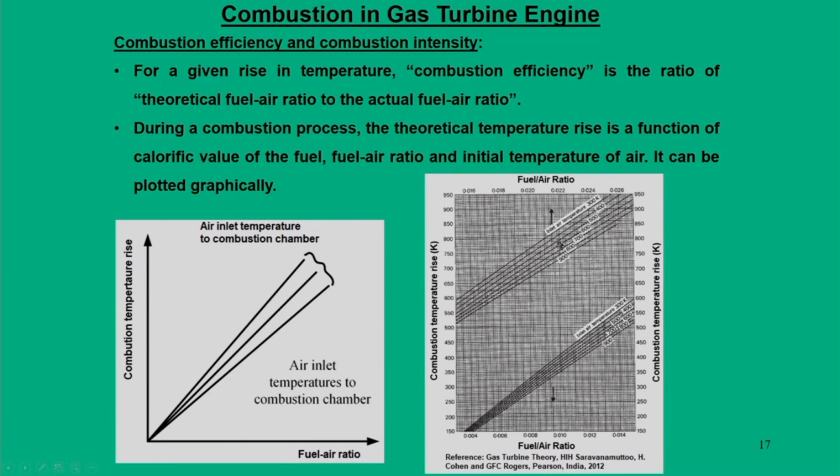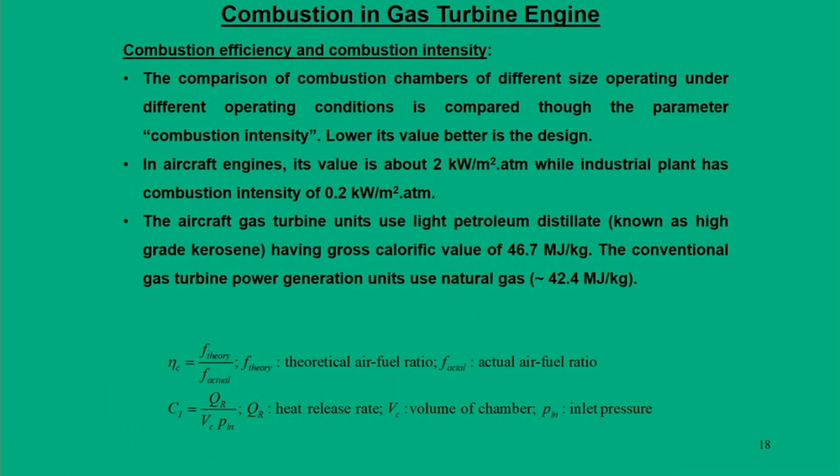So, based on this you can fix this point, and accordingly you can drop a vertical. So, it will cut the fuel air ratio axis. So, when you do this, then you can calculate the fuel air ratio graphically. This is a common approach which is followed in gas turbine engines.